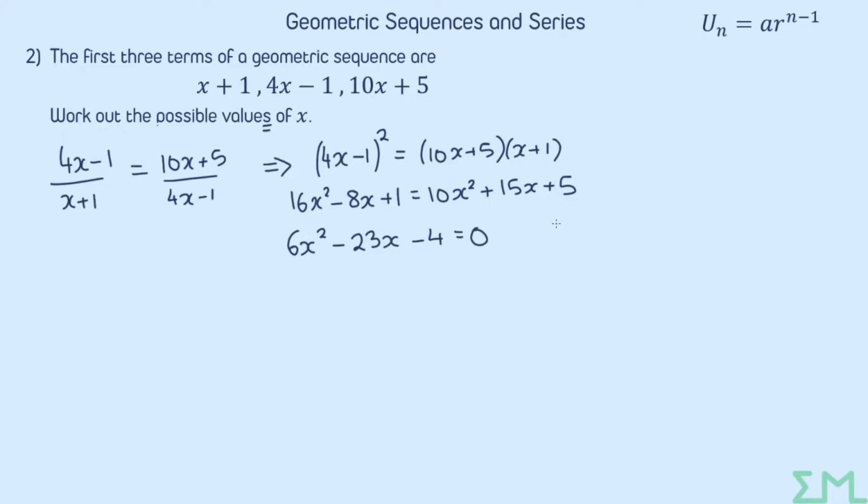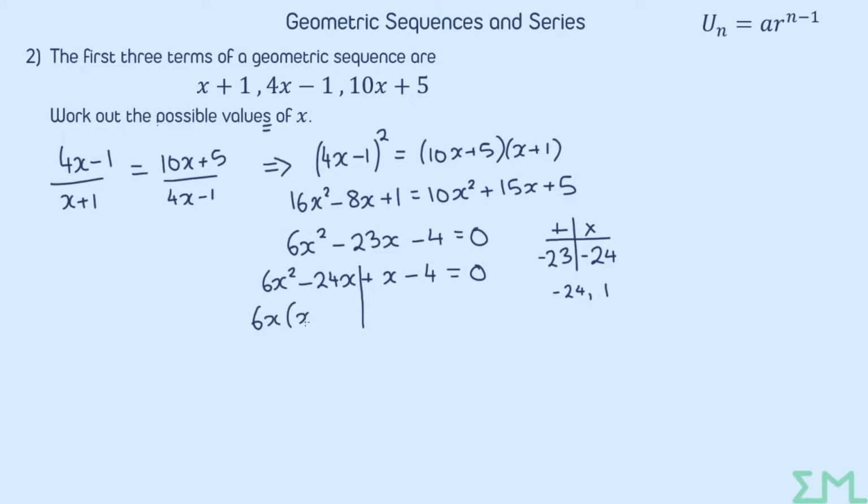Okay, so let's see if this is going to factorize. So we're going to add to make minus 23, multiplying to make minus 24. Let's see what works here. We've got minus 24 and 1. So I'm going to split the middle term. 6x squared minus 24x plus x minus 4. Split it down the middle and factorize each half.